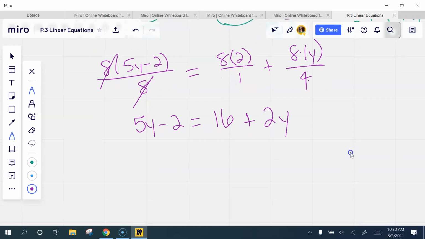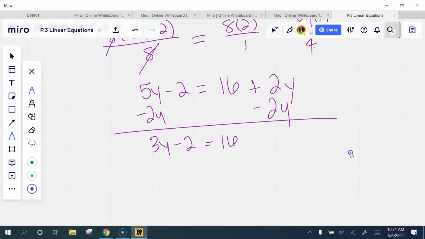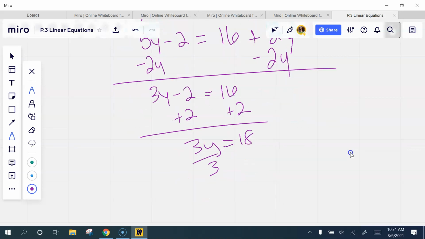What'd you do first, Brett? Why'd you move the 2y and not the 5y? Okay. Smaller one. I generally move the smaller one to keep it positive if you can. 5 minus 2 is? Now what? Add the 2. What do you get? Y'all good?